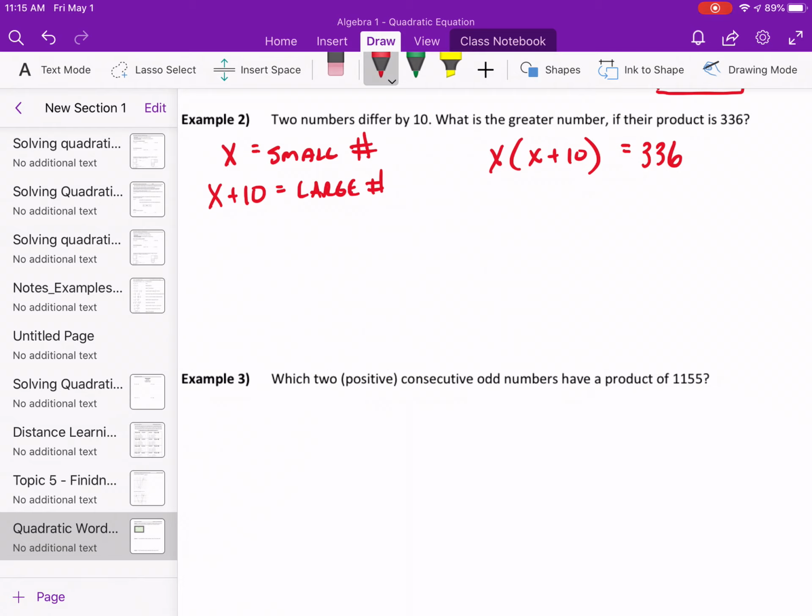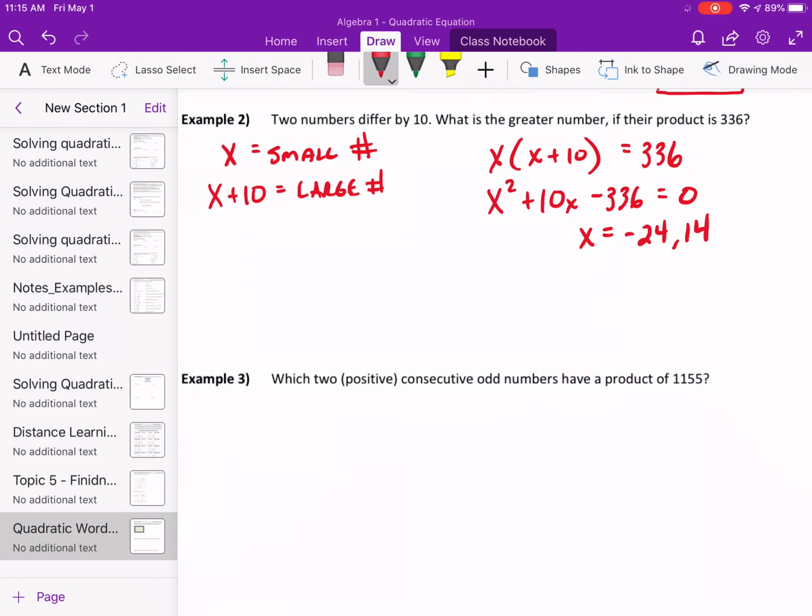If I want to solve this, I'm going to have to, just like last time, distribute, and subtract the right-hand side to get it in standard form. So I get x squared plus 10x minus 336 equals 0. And I'll save you the time here. x is going to equal negative 24 and 14 if we solve that correctly.